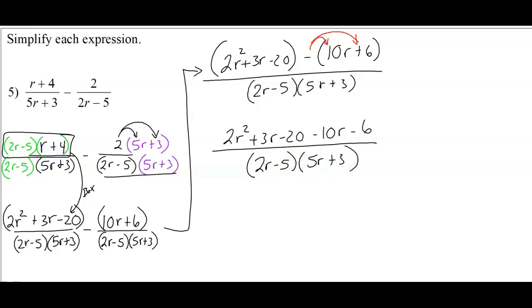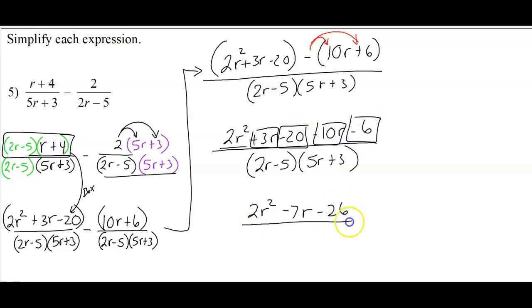All right, let's combine our like terms. The 2r squared doesn't combine with anything. The 3r can be combined with the negative 10r to make negative 7r. And then the negative 20 can be combined with the negative 6 to make negative 26. Now, the last two steps are to factor and cancel.